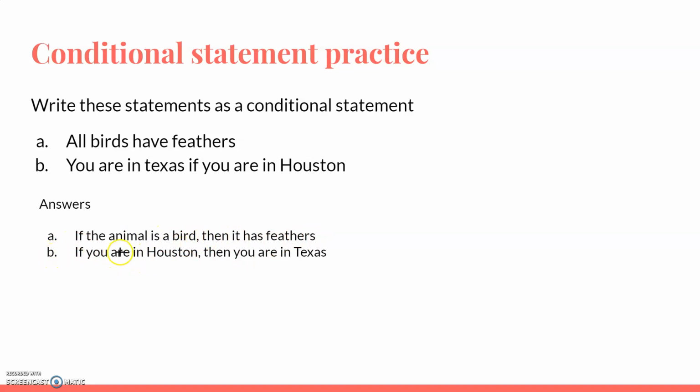B, if you are in Houston, then you are in Texas. For the part B question, you can see you are in Texas if you are in Houston. We're already given the if and the then, so all you need to do is write the then here and then flip the statements. That's all you need to do for part B.